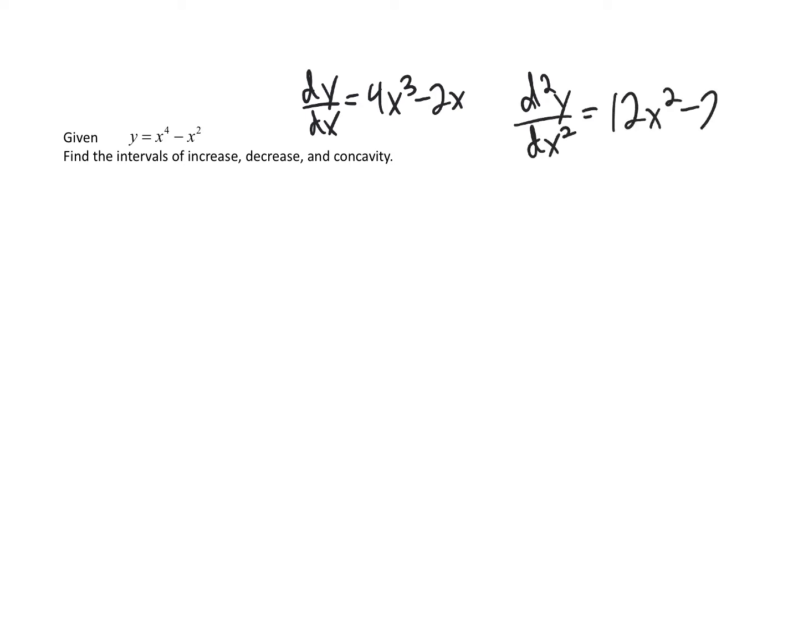Here's another example of working with a graph and trying to figure out the intervals of increase, decrease, and concavity. So again, one of the first things you should do is take the derivatives, which are 4x cubed minus 2x, and the second derivative, which is 12x squared minus 2. Now your possible min maxes. Set the first derivative to 0. Use your calculator.